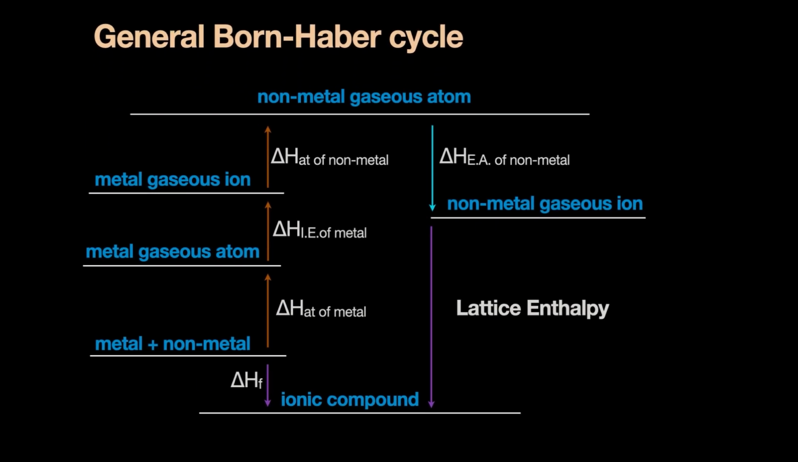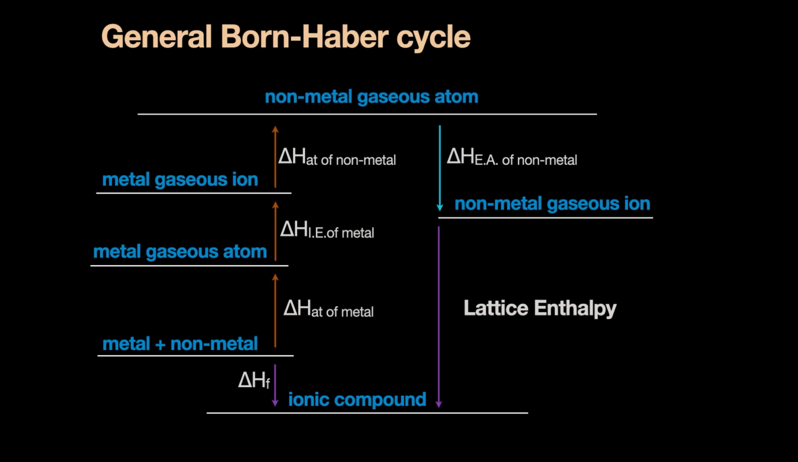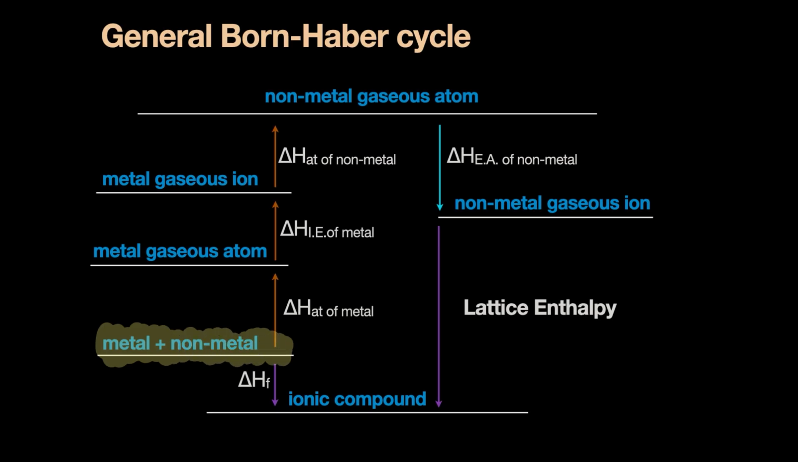So now let's look at a general Born-Haber cycle. What does a general Born-Haber cycle look like? Well, a general Born-Haber cycle starts off with, and this is true for any example, and we'll see some more right now, having earlier seen NaCl, it starts off from metal and non-metal.